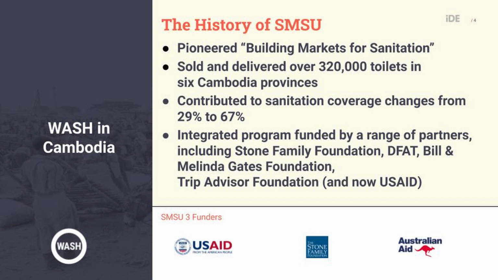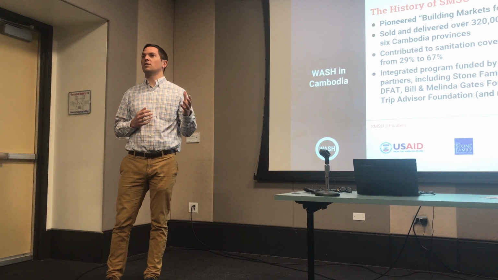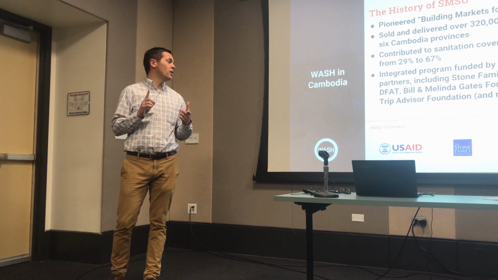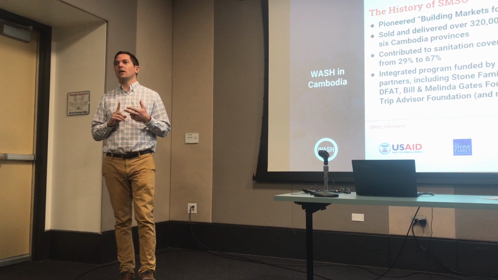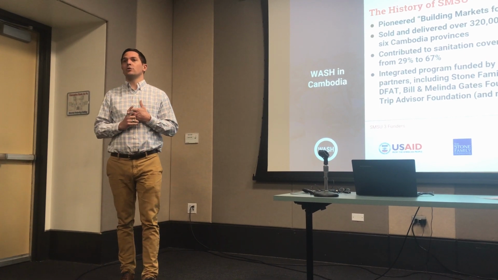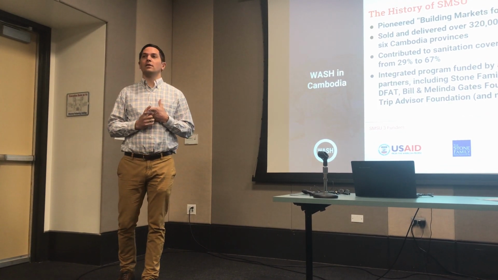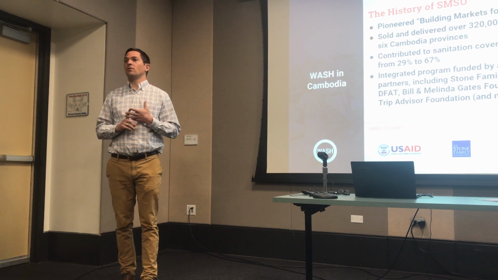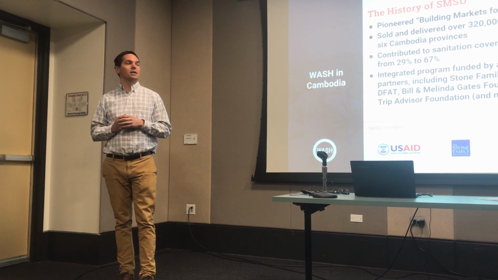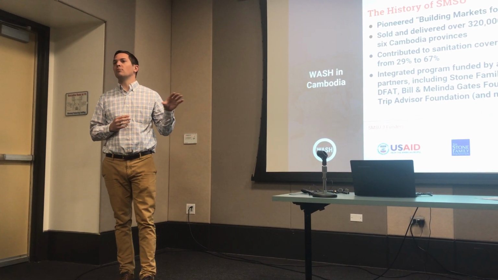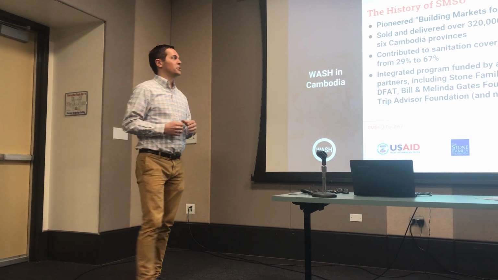And we've always looked at this as an integrated program. So we've had a lot of really great funding partners. You can see them listed up there. The really key ones for our purposes here, and the funders that I'll talk about today, are USAID and the Stone Family Foundation. So those are the two partners within the Development Impact Bond. And then we're also funded by DFAT, the Australian government. They're not involved in the DIB, but they're involved in the integrated SMSU program.